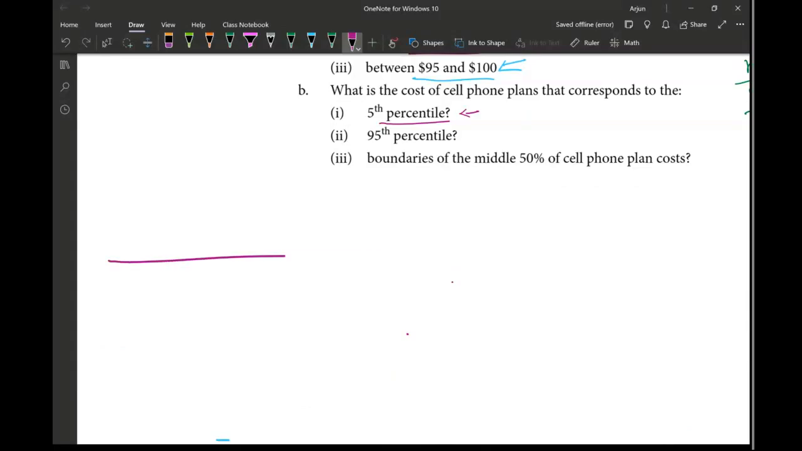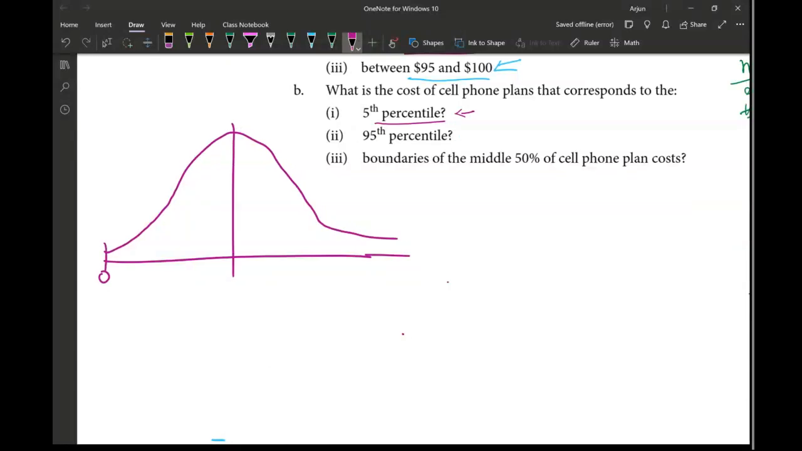So where will be the 5th percentile? As I said, probabilities are starting from 0 here and go in this direction, 50% here, and it reaches 100% of the area here. If I put it in probability form, from 0.5, and it will be 1 here. What is the meaning of 5th percentile? It means 5% of the area, so that will be from the beginning down here.